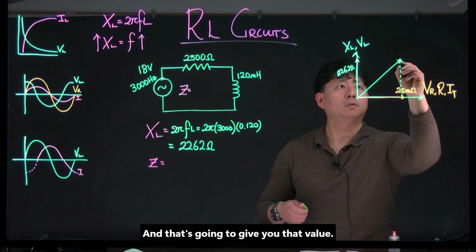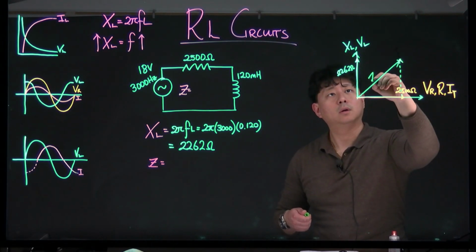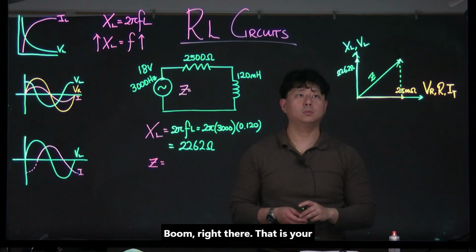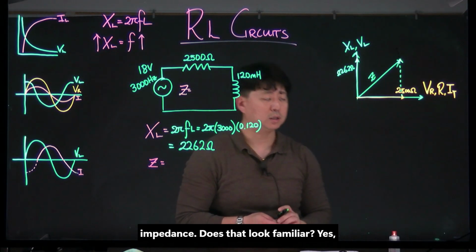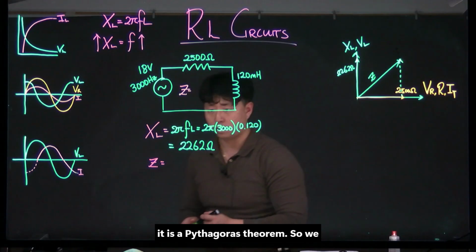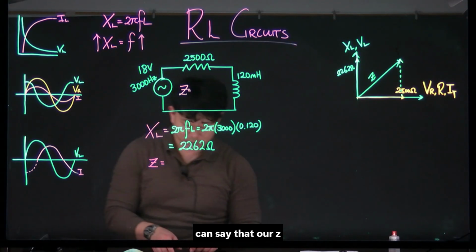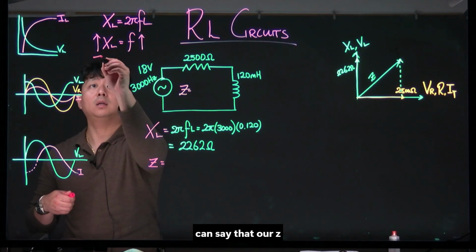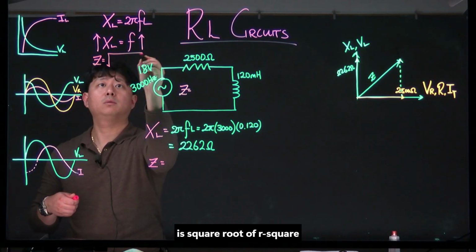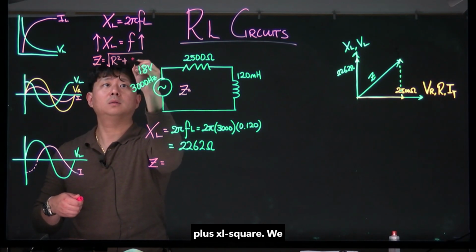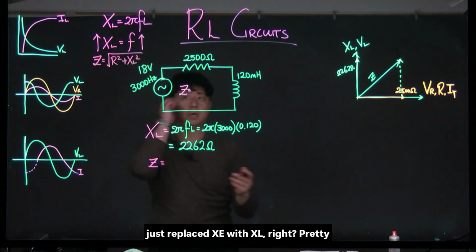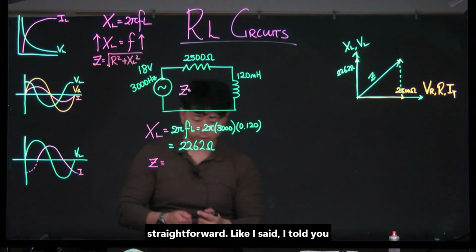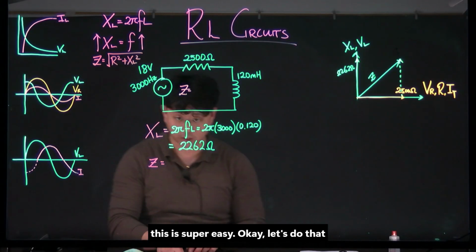And that's going to give you that value. Boom, right there. That is your impedance. Does that look familiar? Yes, it is the Pythagorean theorem. So we can say that Z is the square root of R squared plus XL squared. We just replaced XC with XL, right? Pretty straightforward. Like I said, I told you this is super easy.